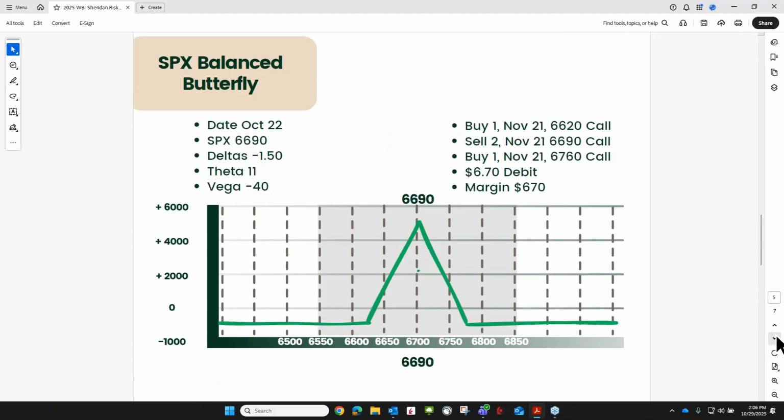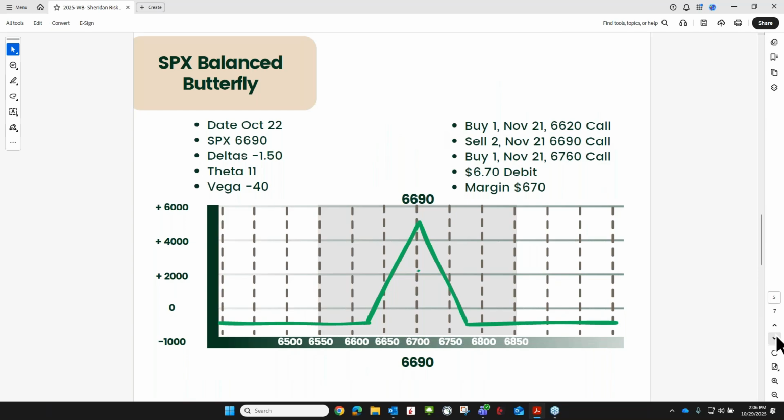I'm selling more extrinsic value. But here's the key. If you look in this case, I'm buying an in the money call, the 66.20, 70 points down, and I'm buying an out of the money call, the 67.60, 70 points up. So you say, Dan, what do you call this? I call it a balanced butterfly. What do you mean by balanced?